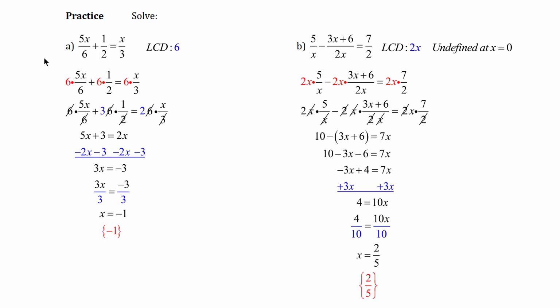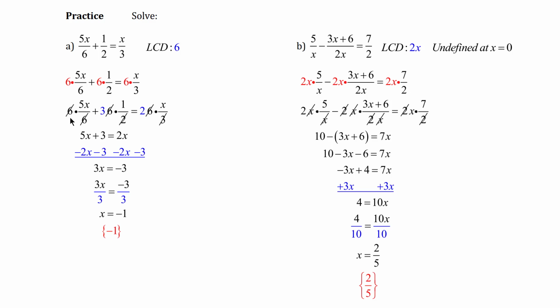Okay, so let's get started with part A. For part A, the domain is all real numbers because we have a constant value in the denominator for all of the fractions. The LCD is 6, so we multiply all the fractions by 6. We get 6 times 5x over 6 plus 6 times 1/2 equals 6 times x over 3.